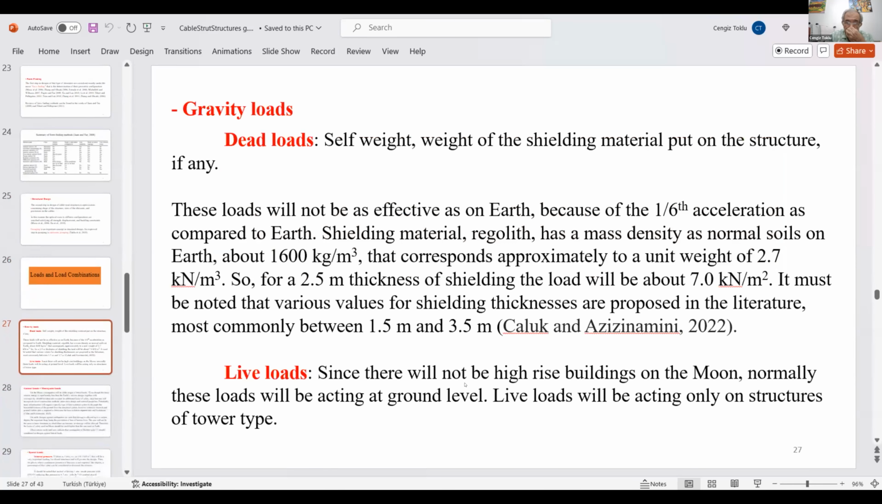Now, the loads, when we come to the design of these structures, of course, there are dead loads. Dead loads on the Moon, for example, are not as important as on Earth because of the 1/6 acceleration.